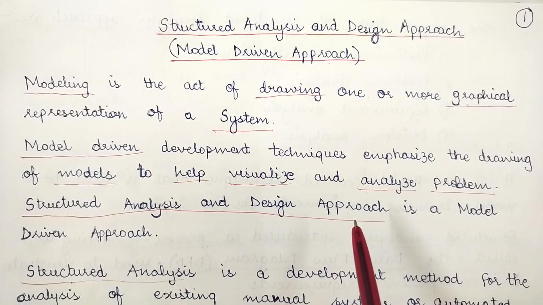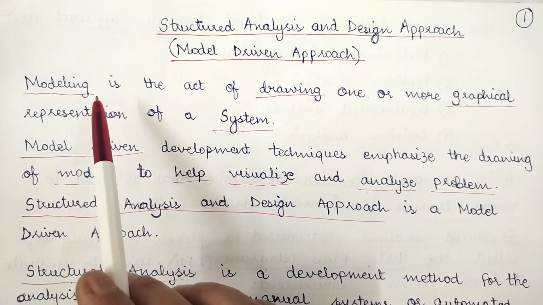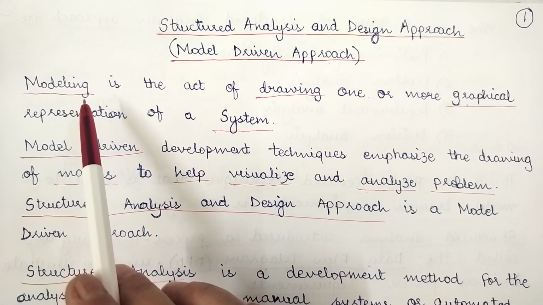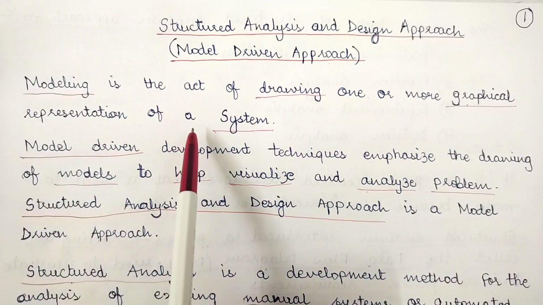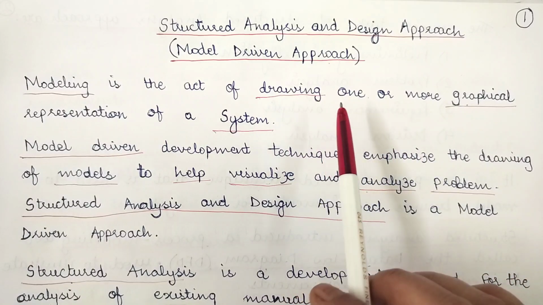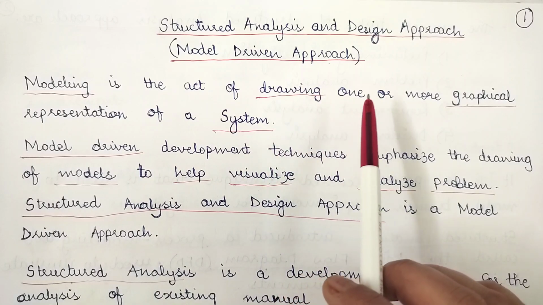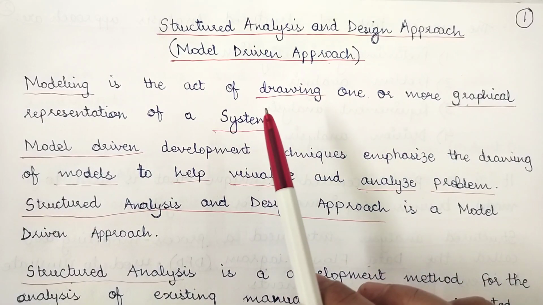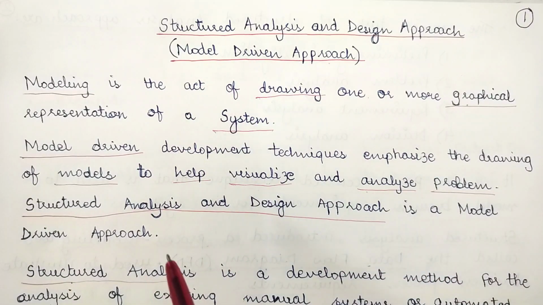So the model-driven approach for the development of information system, what is this model-driven approach? Basically, when I say model-driven approach, that means I'm using models. I'm making the use of modeling. And what is modeling? Modeling is the act of drawing one or more graphical representations of a system. So basically in modeling, we represent the system graphically. We draw the graphical representation of system, and such a graphical representation of the system is known as modeling, which is used in the model-driven approach.